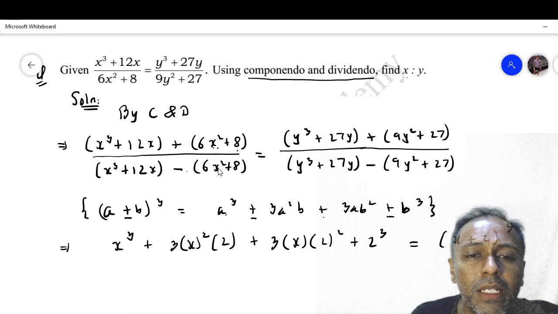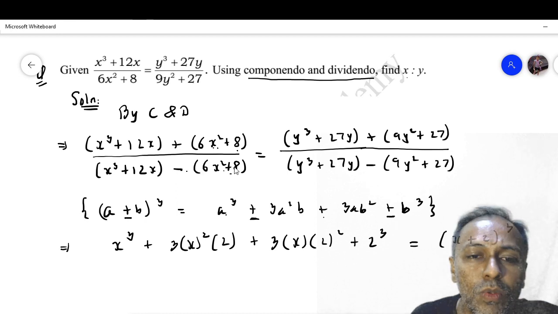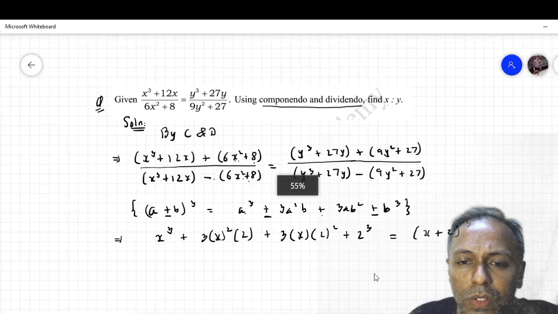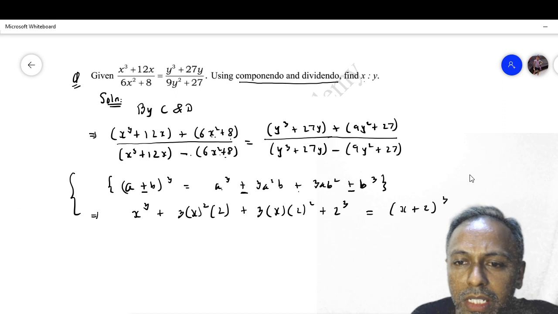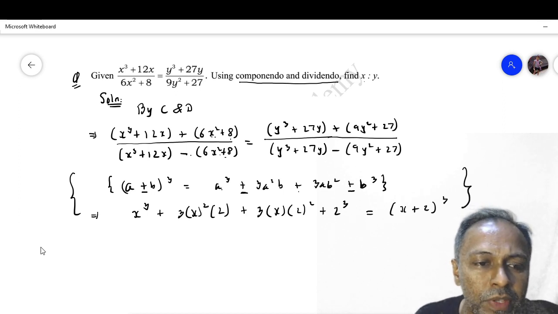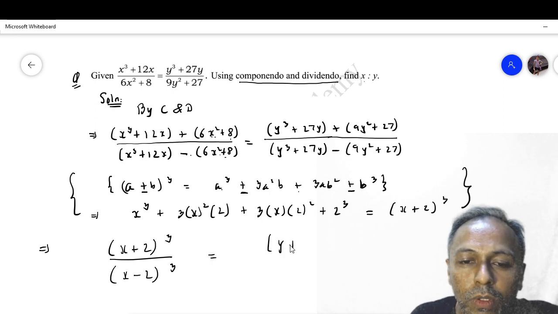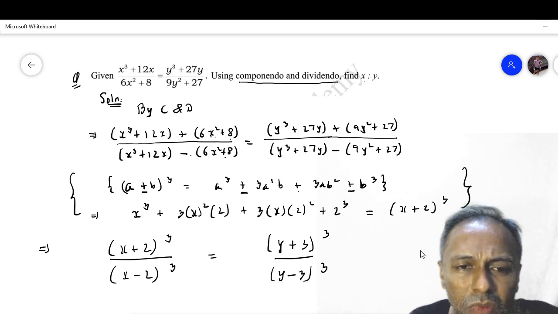Similarly, you can open this, minus of plus will also become minus, and these minus terms will become x minus 2 the whole cube. So our next step, this is all for your understanding part, I'm making a bracket over there. Our next step will be x plus 2 the whole cube upon x minus 2 the whole cube is equal to y plus 3 the whole cube, 27 is 3 cube, upon y minus 3 the whole cube.